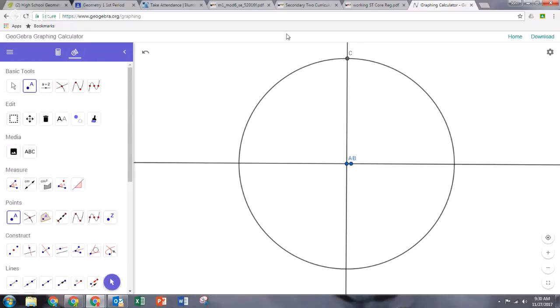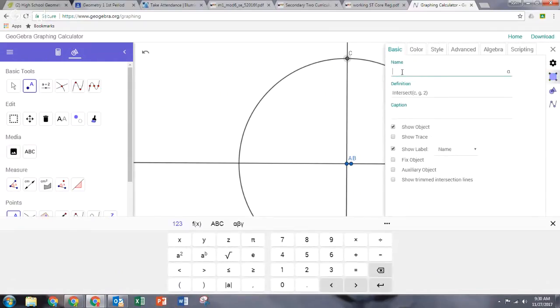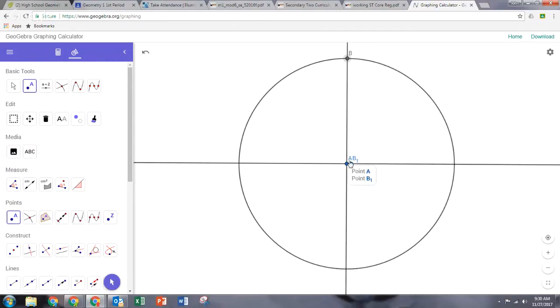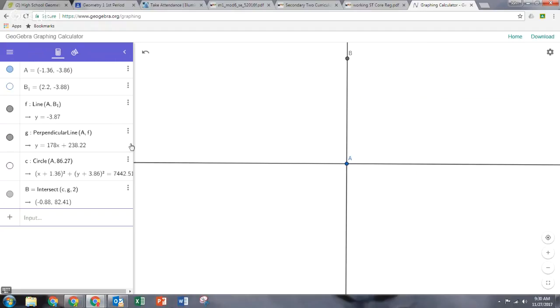Well, I don't want it to be named point C. That's no good. So I'm going to right click on the point and change the settings. I'm going to rename it point B. Great. So now I have a point A at the right angle and a point B 86.27 units away. Okay, I don't really need this circle anymore. So I'm going to go back to the algebra tools. And here's a list of everything I've made so far. I don't really need to see point B1. And I don't really need to see that circle.